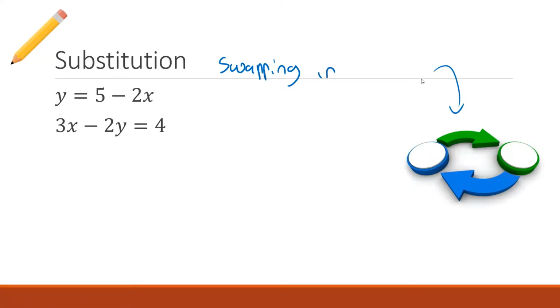So let's go have a look at these 2 equations here. y equals 5 take away 2x and 3x take away 2y equals 4.